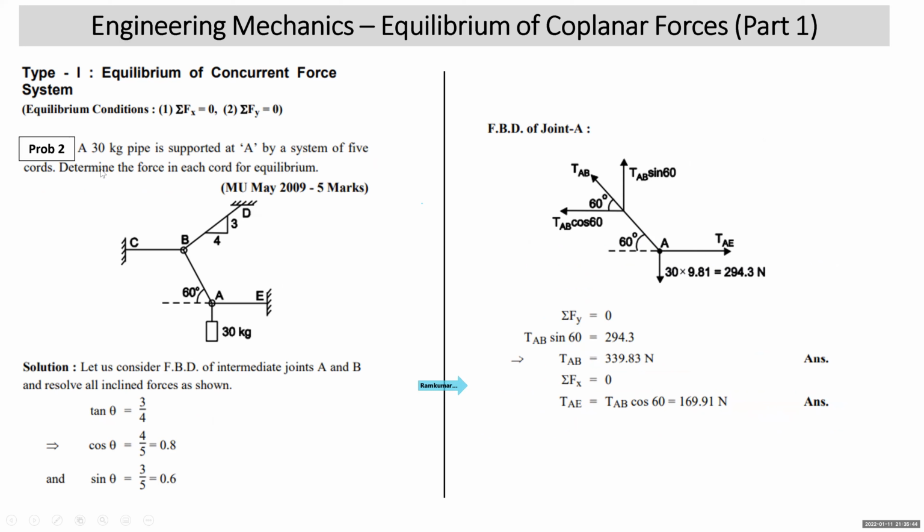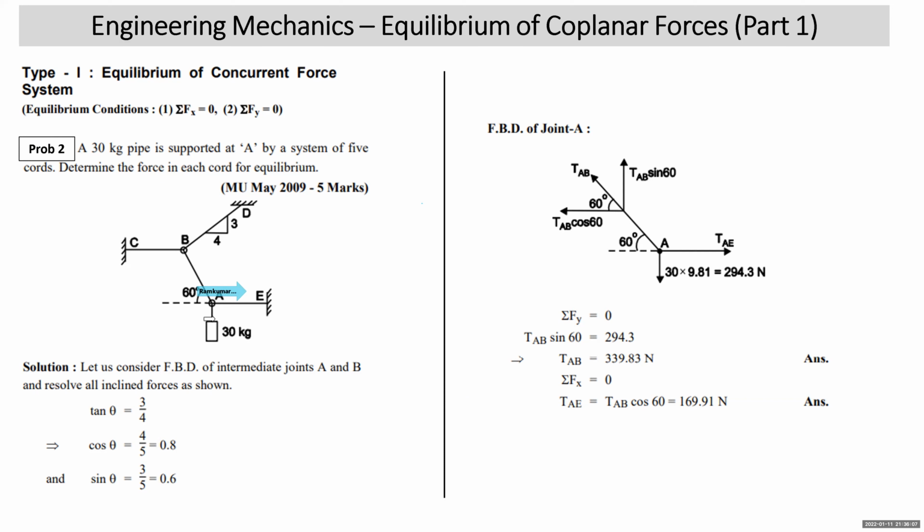Now, we come to problem number 2. We read it. A 30 kg pipe is supported at A by a system of 5 cords. There are 5 cords in the system. Find the force in each cord for the equilibrium. Now, this is one cord BC, BD, AB, AE, and this. Actually, this is not a cord. This is just a weight that is suspended.